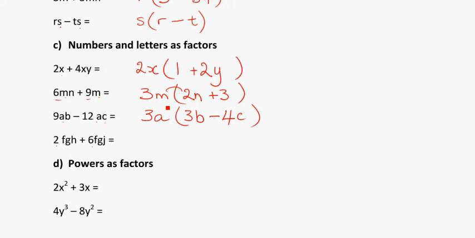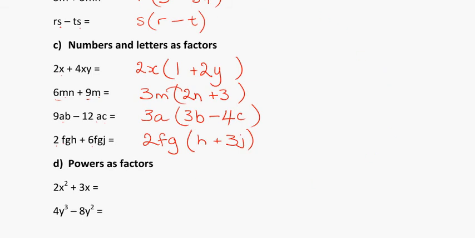And the last one. 2 and 6. So I can factor out a 2. Oh, there's an f in both of them. There's a g in both of them. And that's it. Now, what do I multiply 2fg by to get 2fgh? I just need an h. And what do I multiply 2fg by to get 6fgj? Okay, I need a 3. I've already got an f and a g, and I need a j. Done.